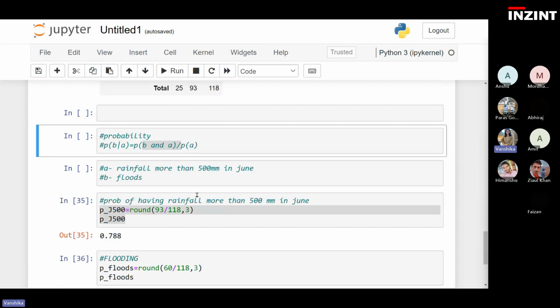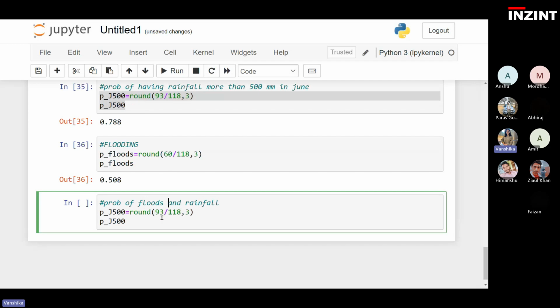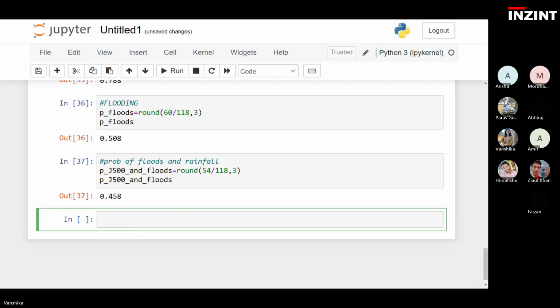54, correct. So let's do our drill. 54 divided by 180. And these are the cases की rainfall भी थी and floods also. Let's be clear. Okay, so 45% chances कि rainfall और floods साथ में होंगे.